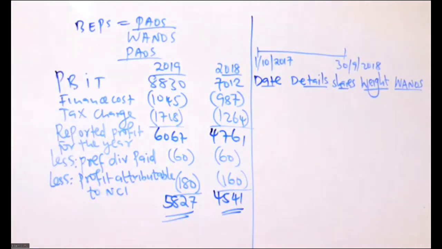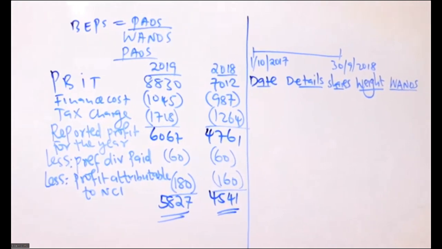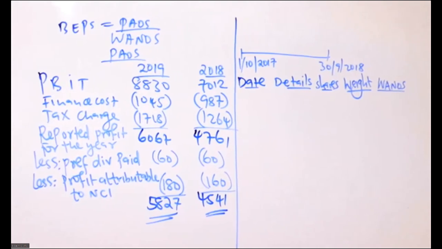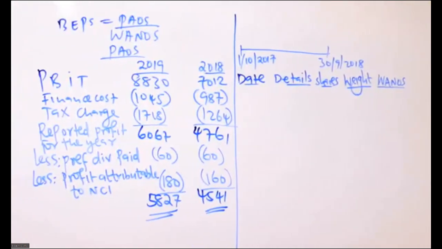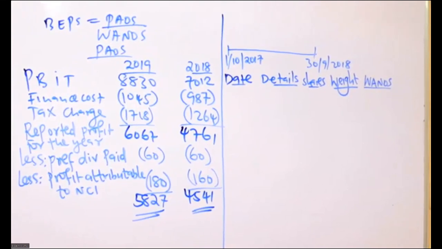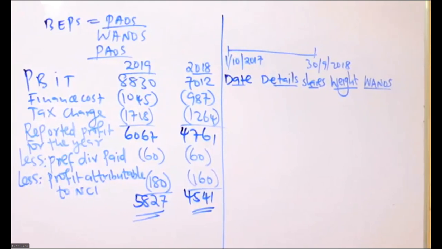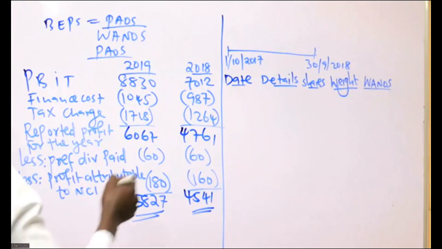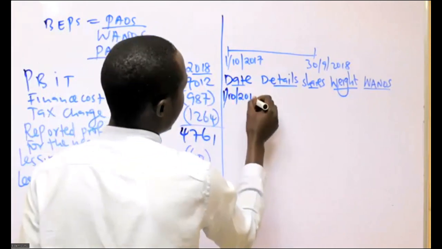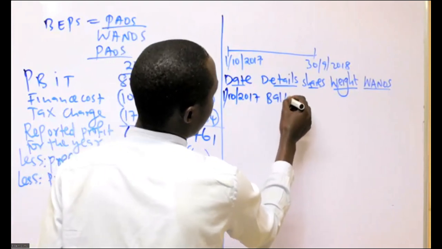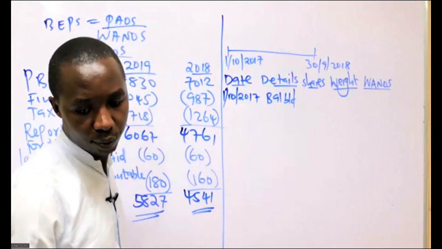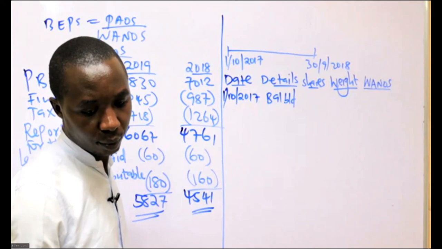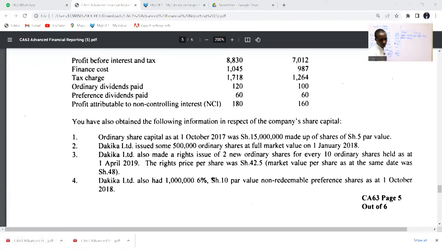So our financial year starts when? We have seen that our financial year starts on 1st October 2017. So that is the balance brought down. How many shares were outstanding as at that period, from the start of the year? 15 million. So this is in shillings. Each was owing at what price?